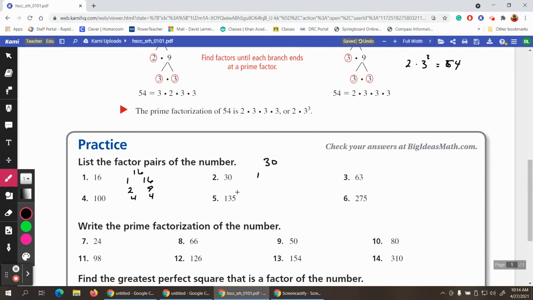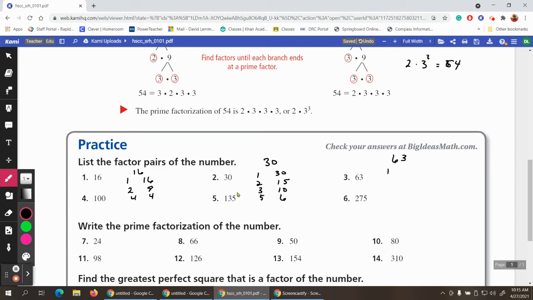30. We have 1 times 30, 2 times 15, 3 times 10. 4 doesn't work because if I double the 2 and halve the 15, that's a decimal, so it doesn't work. 4 times 7 is 28. 4 times 8 is 32, not 30. 5 works because it ends in a 0, so that would be 5 times 6.